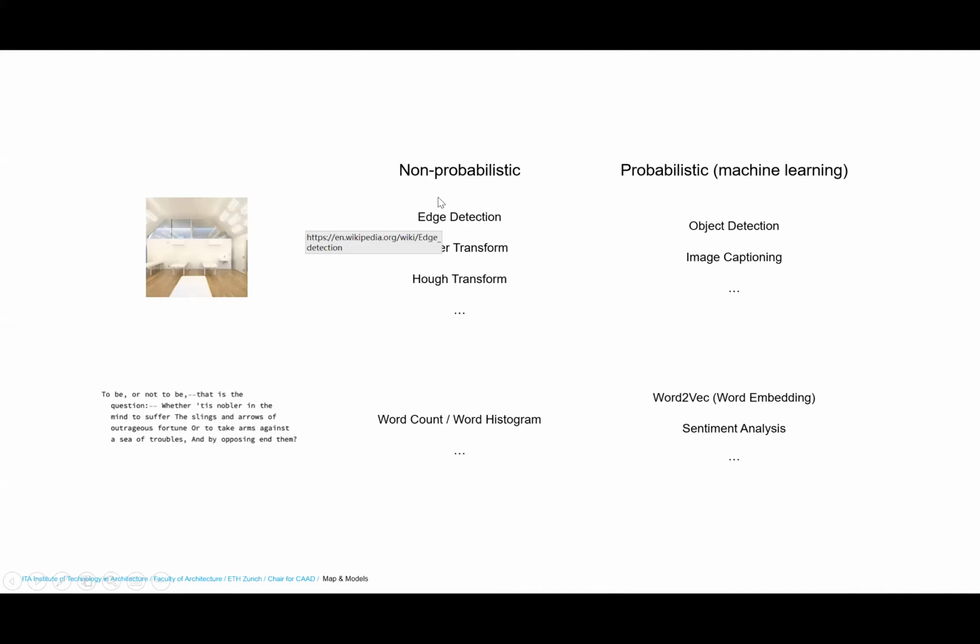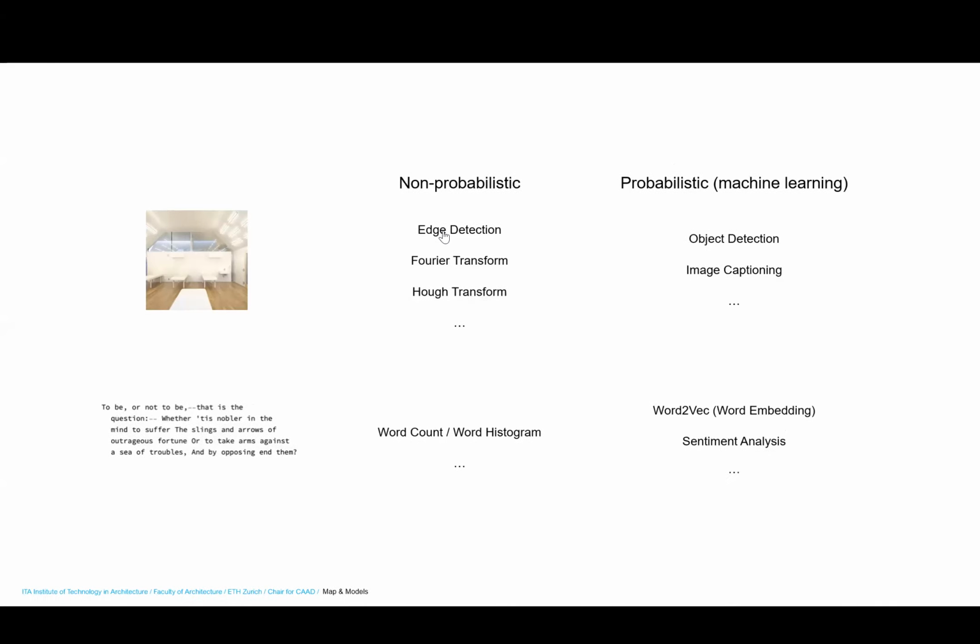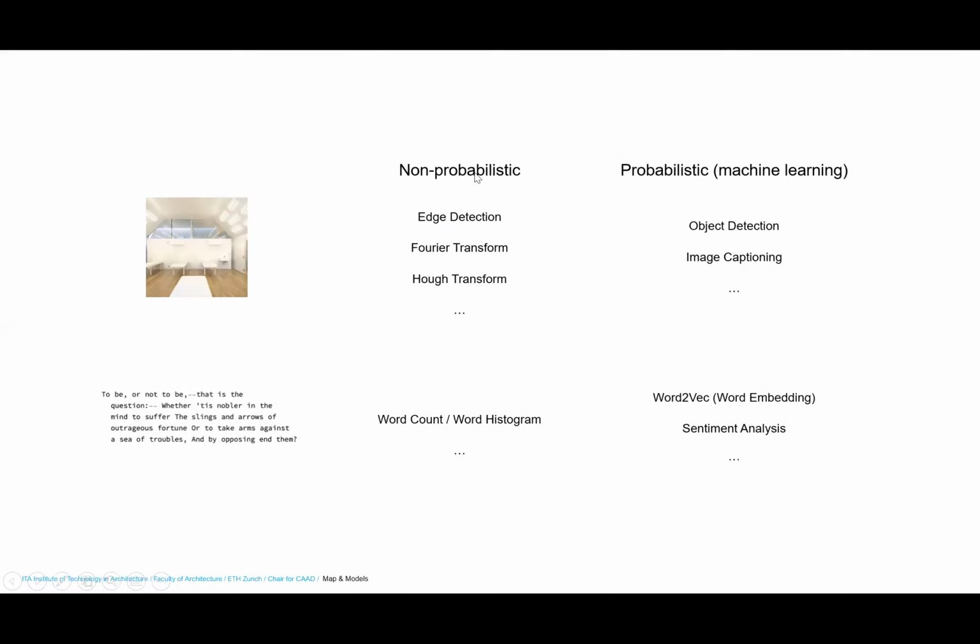I think you also have these slides, and on these slides there are hyperlinks that you can click. For both images and text, we have some classical methods that are non-probabilistic, and then some newer, currently state-of-the-art methods that are based on probabilistic methods or machine learning.